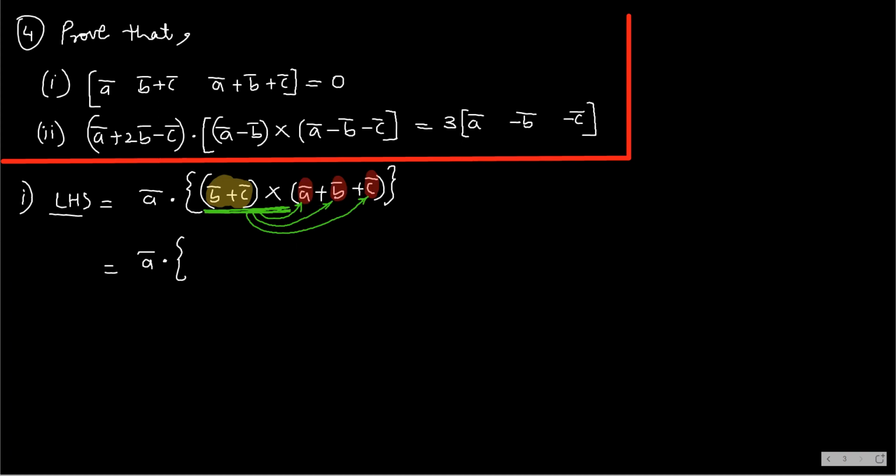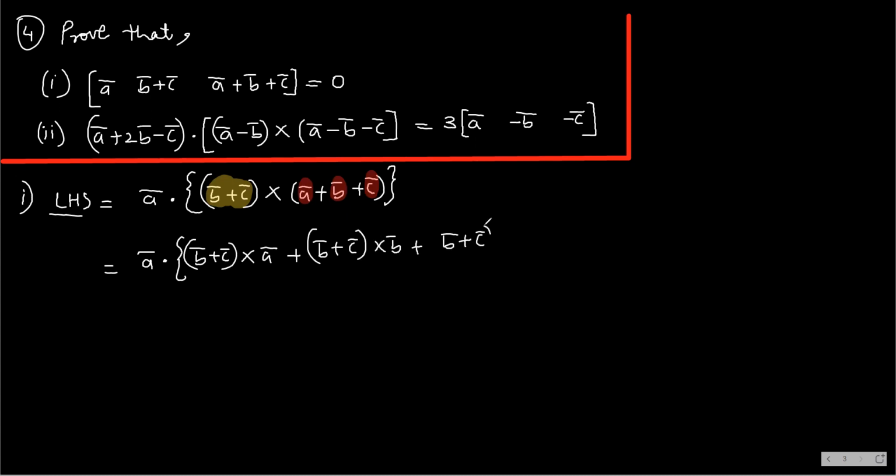So see, what do I get here? I will get here B bar plus C bar cross A bar, plus B bar plus C bar cross B bar, plus B bar plus C bar cross C bar, and the bracket is closed. Now what do I do next? Once again the same thing, but this time it is from the right. I will distribute once again, cross A bar over sum. So see, what will I get? But remember, when you are distributing from the right, cross product is not commutative.